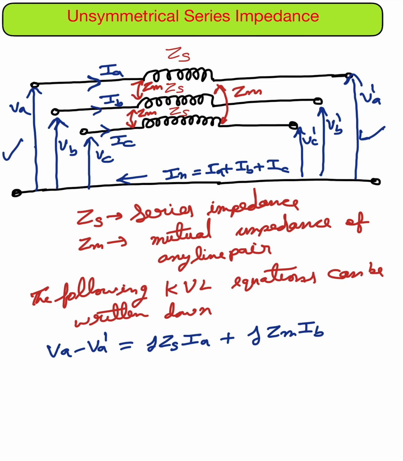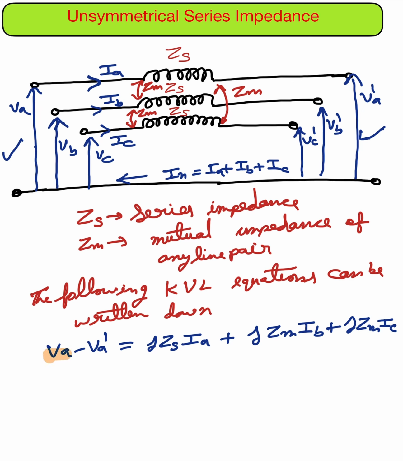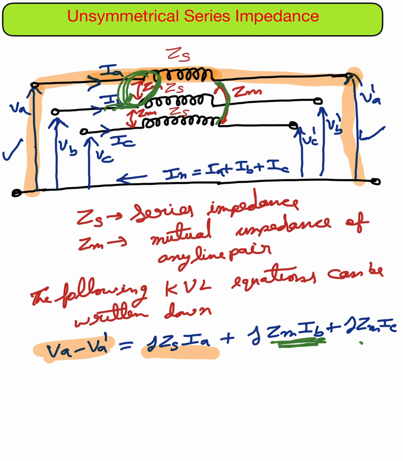and third, j ZM IC. How can we write it like that? First of all, we consider VA minus VA dash. According to that, the series impedance is ZS and the current flowing is IA, so I have written ZS into IA. The second is connected with the mutual impedance ZM and the phase B current IB, so ZM into IB. In a similar way, ZM is the mutual impedance between phase C and A, and the current is IC, so I have written ZM IC.